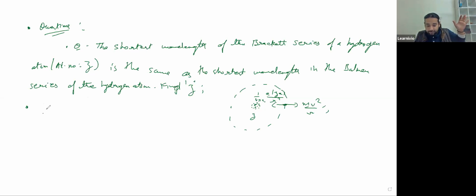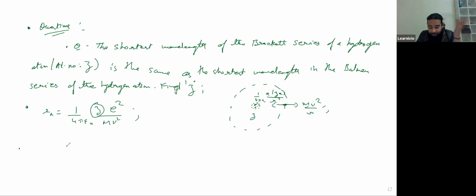From here, we get that r_n is equal to 1 by 4 pi epsilon naught times Z e squared by m v squared. So your radius for atomic number Z changes by a factor of Z. This Z factor was not there when we were talking about the hydrogen atom for obvious reasons, but now it's there.